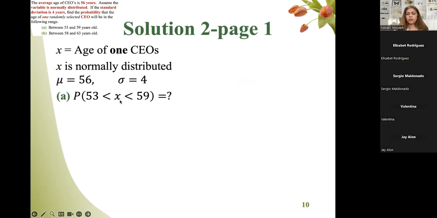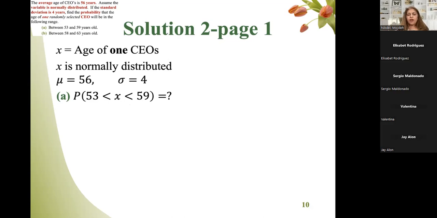How do you write this, between 53 and 59? You put variable X in the middle. You put two less than signs, only less than sign. You put the smaller number on the left, larger number on the right, okay? So this reads probability of X between 53 and 59. What is that?